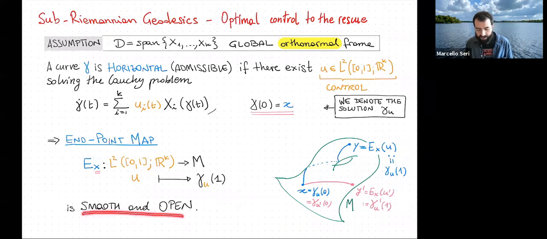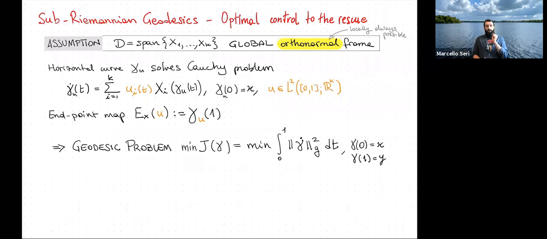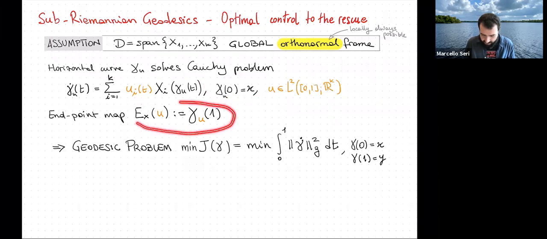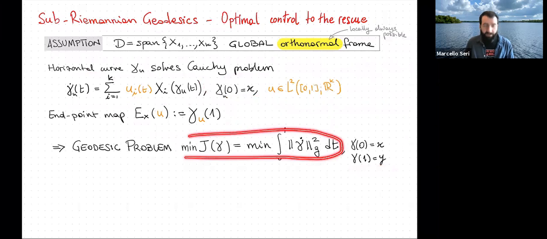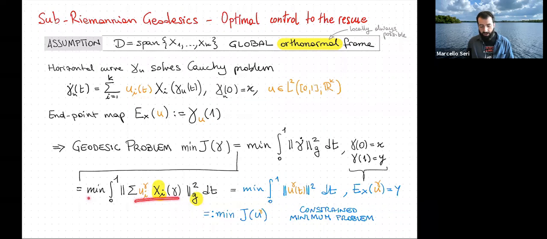It's not hard to show that this is smooth and open. And then you define your constraint problem. You want to find a horizontal curve, so a curve that satisfies this differential equation with this initial condition, with the constraints that the endpoint is the y that you had prescribed, and that minimizes the energy functional. I repeat, you want to minimize the norm of this curve with respect to the Subriemannian metric so that your endpoint is going to be y.